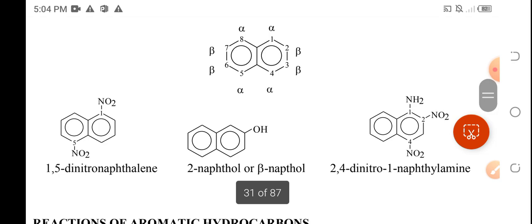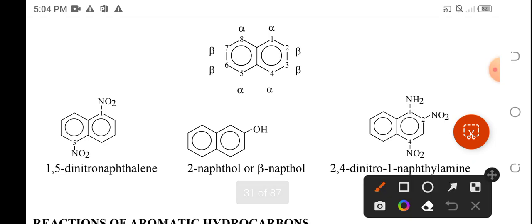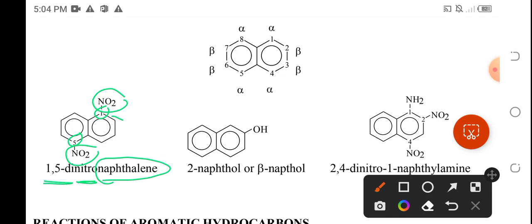Okay, so let's have the first example. We have here the naphthalene. Okay, so the parent chain is the naphthalene. And there is NO2. Ano ba yung NO2? Nitro. So since it is attached, the nitro groups have been attached on carbon number 1 and carbon number 5 of the naphthalene. So therefore, we are going to name it as 1,5-dinitronaphthalene. Okay?